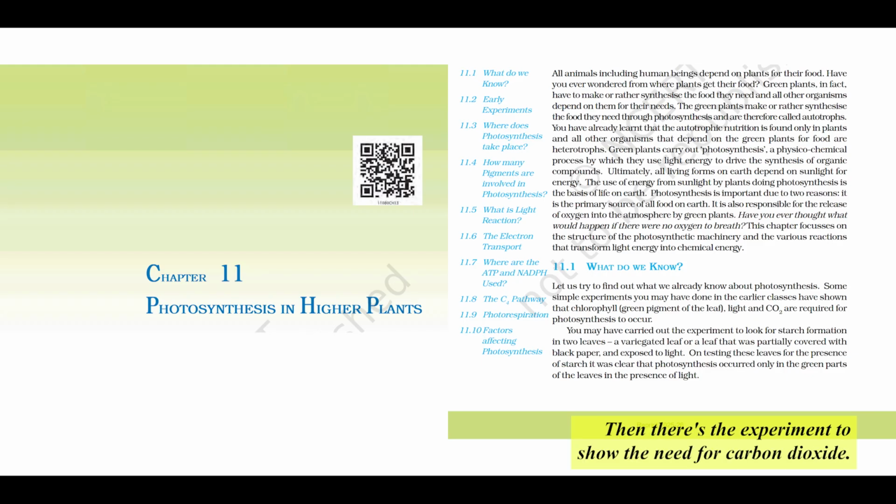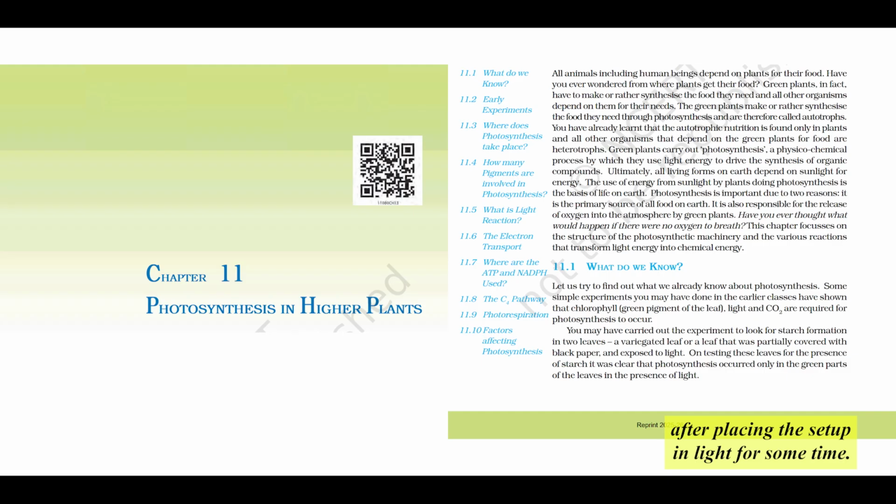Then there's the experiment to show the need for carbon dioxide. Picture this. You isolate a part of a leaf by enclosing it in a test tube containing cotton soaked in potassium hydroxide, or KOH. Remember, KOH is a strong absorbent of CO2. It just sucks it out of the air. The rest of the leaf remains exposed to the open air.